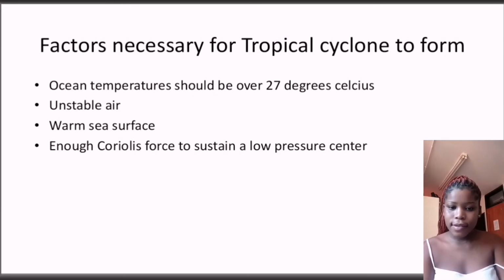The third point is a warm sea surface. As I have explained in the first point, tropical cyclones need warm water to form. The last point is that it needs enough Coriolis force to sustain a low pressure. What is Coriolis force? Coriolis force is an effect whereby a mass moving in a rotating system experiences a force. On Earth, the effect tends to deflect moving objects to the right in the northern hemisphere and to the left in the southern hemisphere.